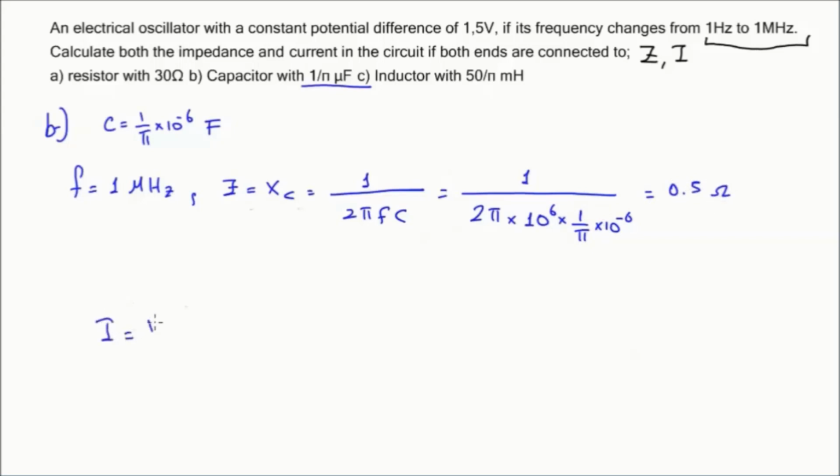We have to calculate current. Current equals V over Z. It means V over XC. V is 1.5 over XC equals 0.5. The result is going to be 3 ampere.